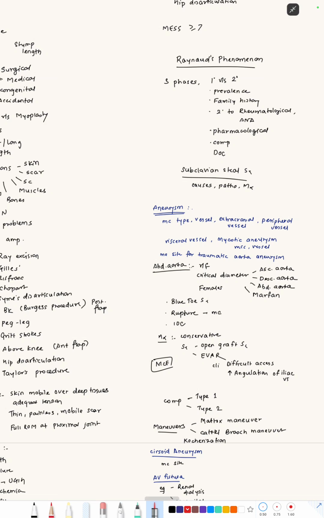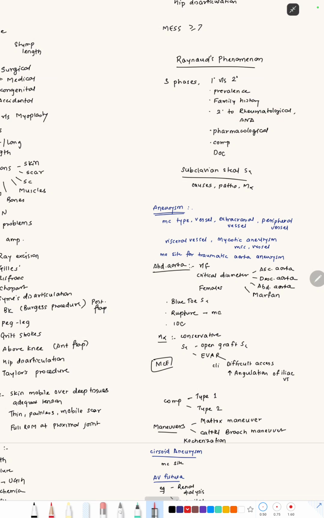Now, what are the differences between primary Raynaud's phenomena and secondary Raynaud's phenomena? The prevalence is common in primary Raynaud's. Family history is present in primary Raynaud's. Association with rheumatological conditions or ANA antibodies is present in secondary Raynaud's disease.